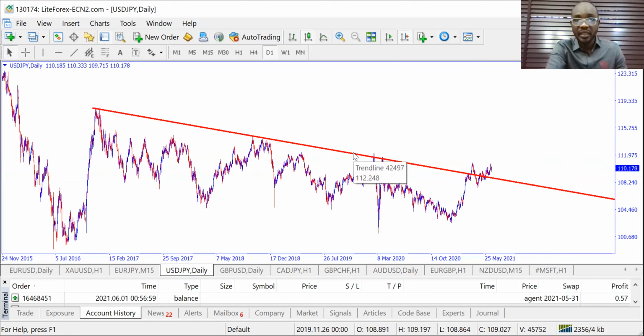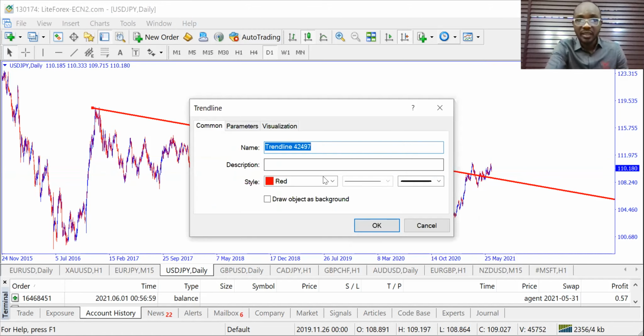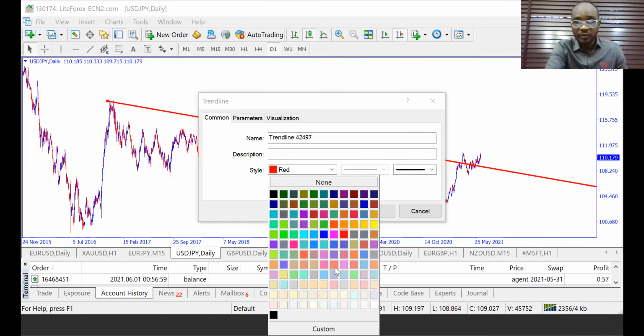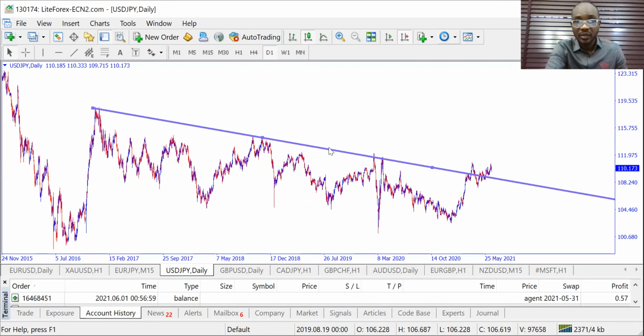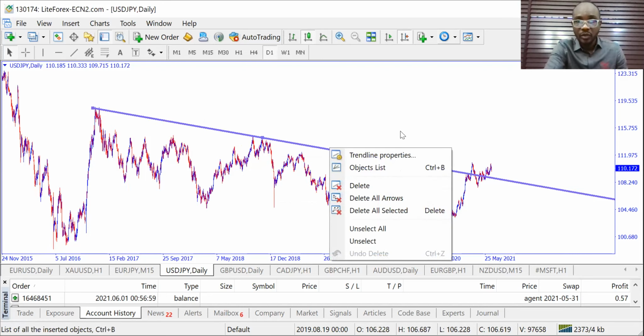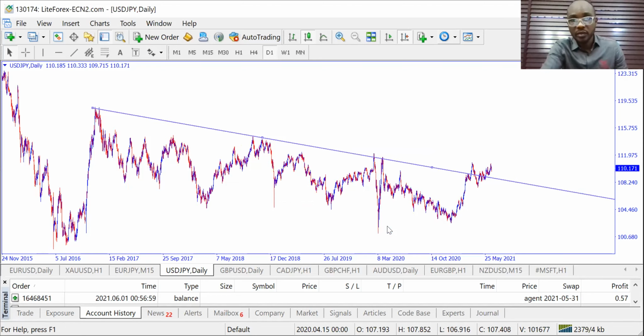Now, if you double click on your trend line, you can right click, you go to properties. Here, you can change the color of your trend line to any color you prefer. Let's say you prefer this color. Here you can thicken it or reduce the level of thickness. You can thicken it here, watch. You can see how thick it is. You can also reduce it by going back to the properties, then reducing the level of thickness to what you prefer. Then it becomes what you want.